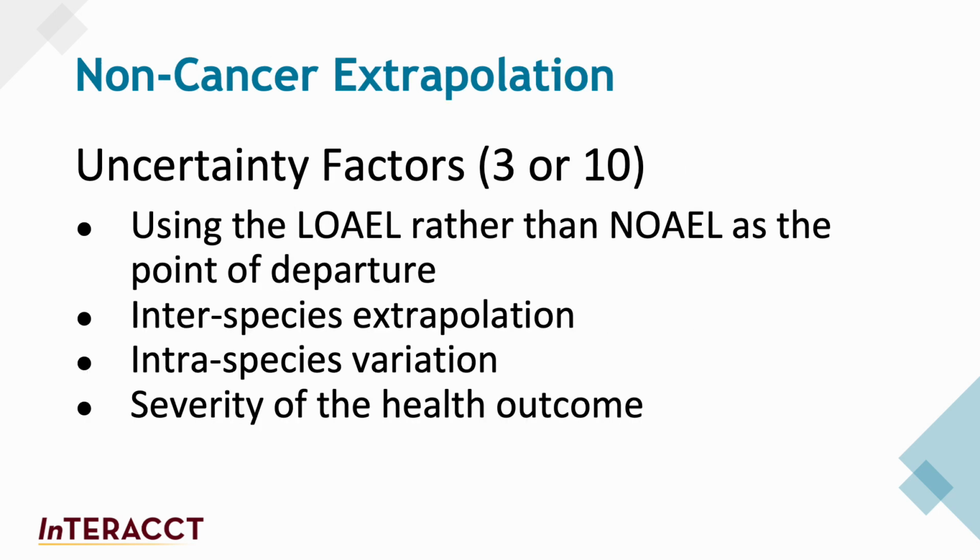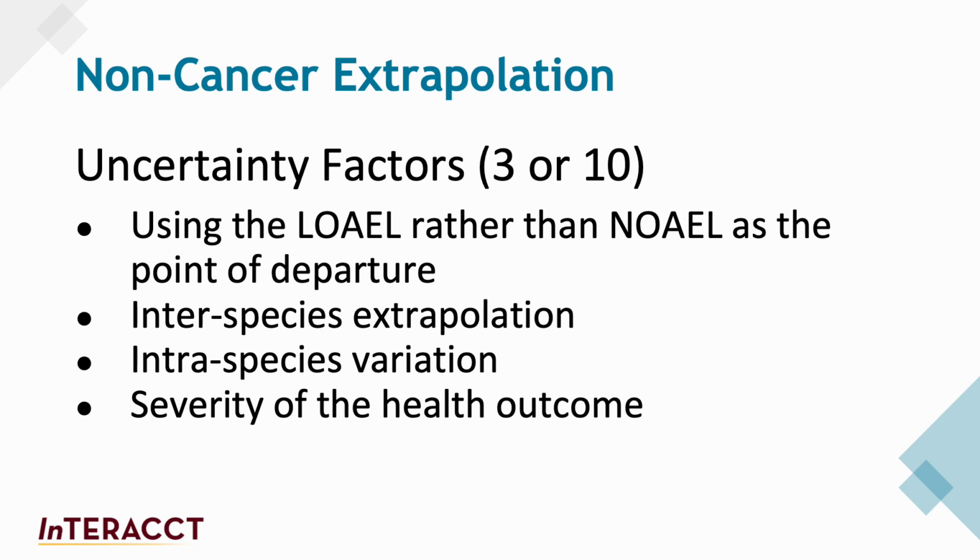When the health outcome at the point of departure is something other than cancer, uncertainty factors are used to extrapolate from the point of departure to a lower dose thought to protect against the health effect. Traditionally, uncertainty factors are either 3 or 10. The number of uncertainty factors used depends upon the relevance of the point of departure to the goal of setting OELs for people that protect them from illness.